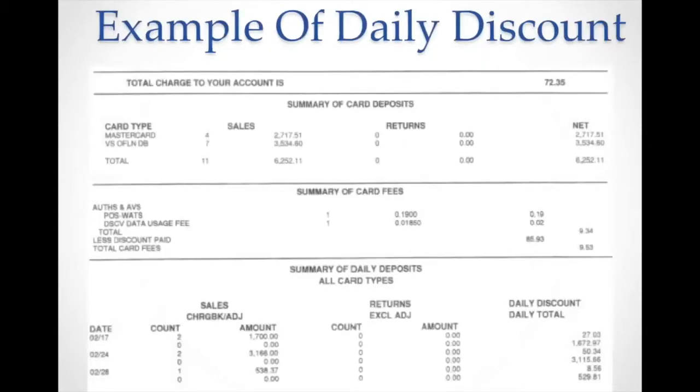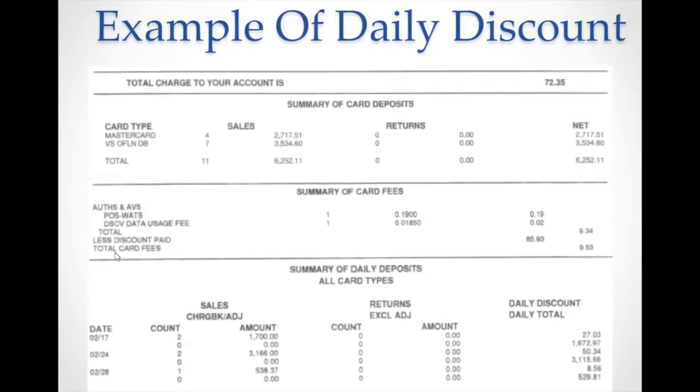So let me give you an example of daily discount so I can better explain what I was saying at the beginning. So at first glance, if you don't know how to read a statement, you would think when you look at this, they paid $72.35 on this volume. It's logical, that's what it looks like. This is the only amount that the business owner actually saw charged to their bank account. It's the only amount that they actually saw deducted.